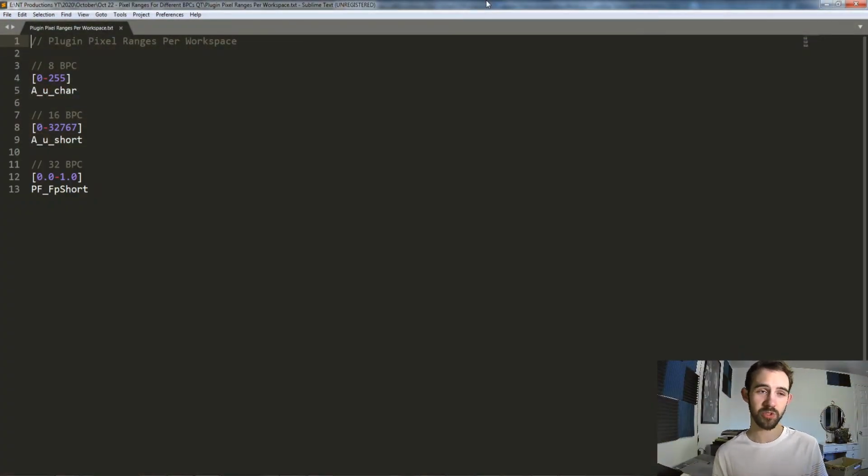This one's going to be super simple, but over a very important topic that can get very frustrating for beginners. That is the different pixel ranges for different workspaces. And of course, workspace is also analogous to the bit depth. So you normally have 8 bits per channel, 16 bits per channel, and 32 bits per channel.